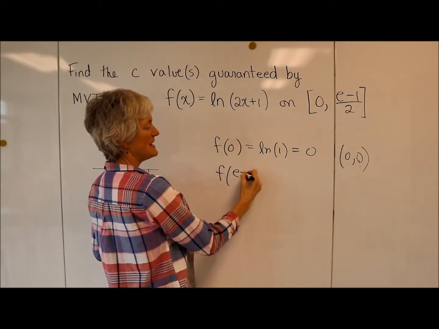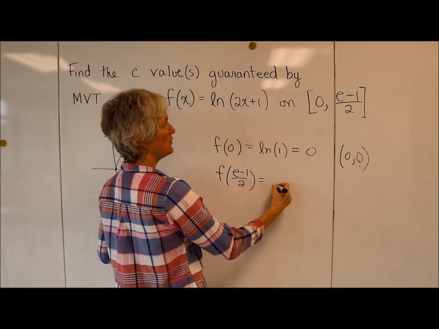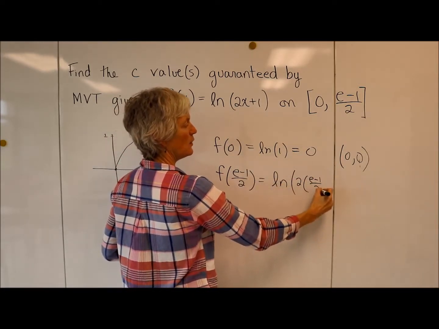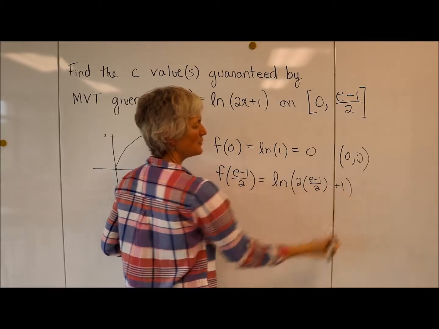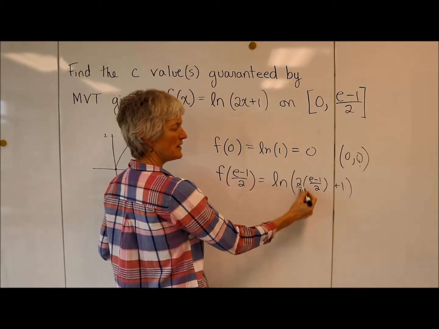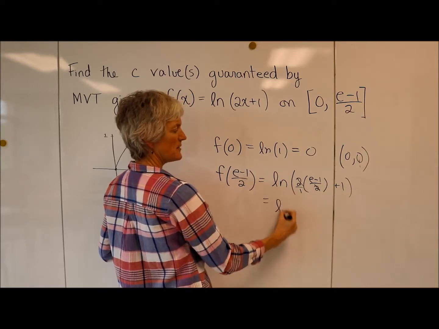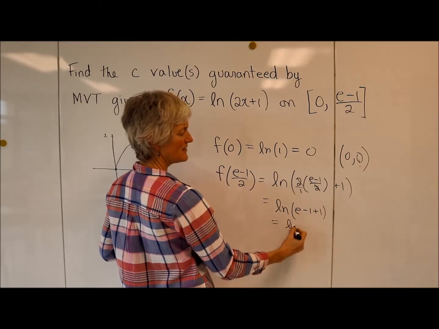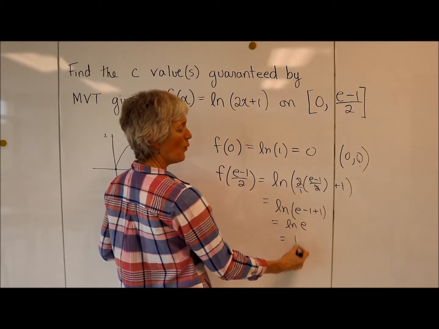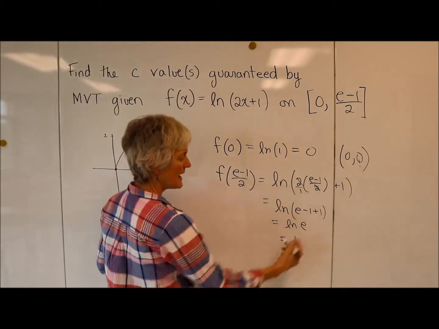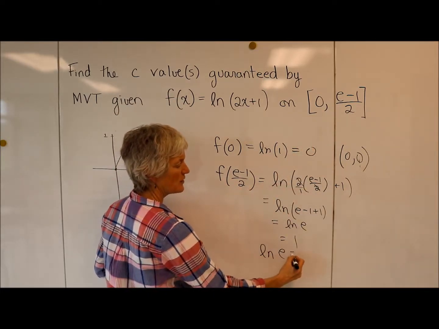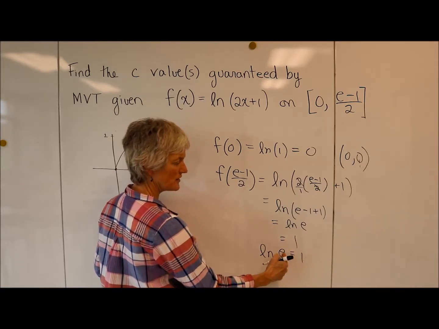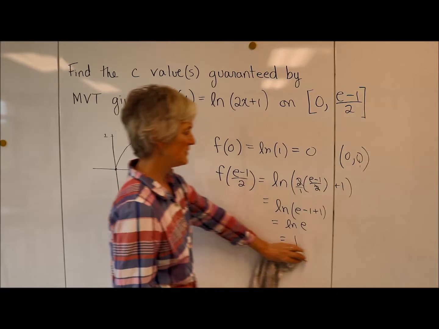When x is e minus 1 over 2, wow, that looks super confusing. 2 times e minus 1 over 2 plus 1. Oh, that's going to work out nicely. 2 divided by 2. So that's going to become the natural log of e minus 1 plus 1. That's the natural log of e, which is 1. Again, I can think the natural log of e equals what? If there's a little invisible e there, e to the 1 equals e. So the natural log of e is 1.